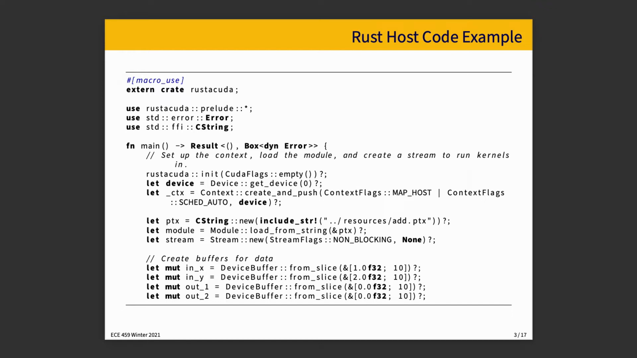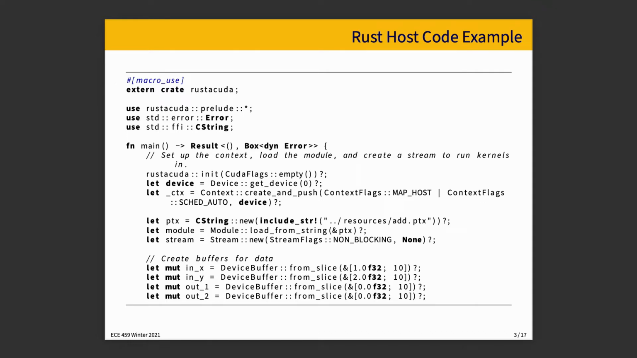So in this case, create and push takes a couple of arguments. Map host and automatic scheduling, we're fine with those, as well as the device that we got in our previous step. Next, after that, you'll see we are going to read in the compiled PTX file. This is not the one we made earlier with nbody. It's a different one, and I'll show you what the source code for the kernel looks like later. But we're going to read it in as a C string from the resources directory, and it's called add.ptx. So we've got that ready.